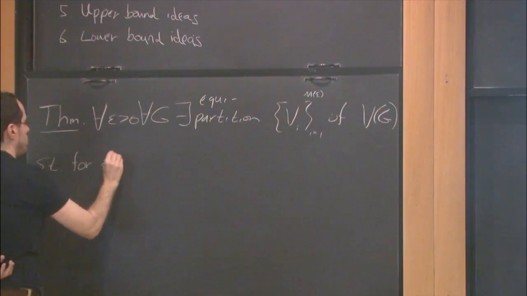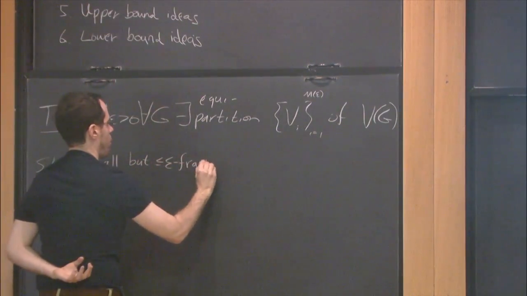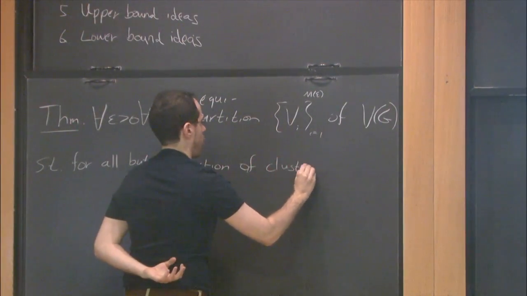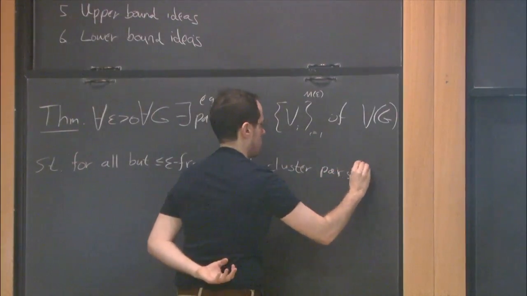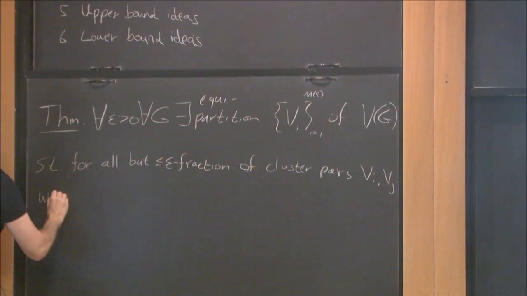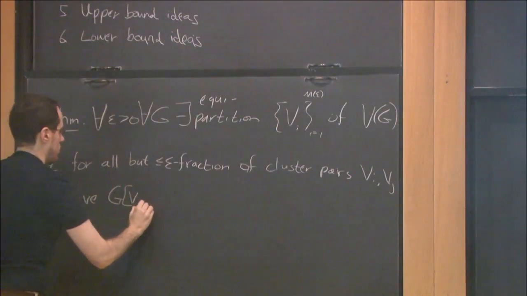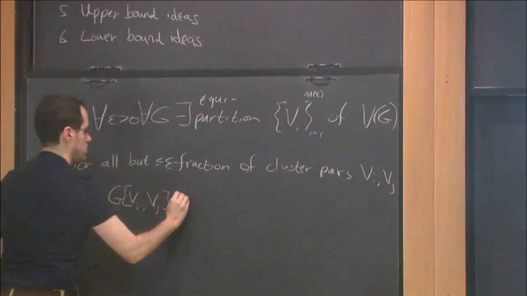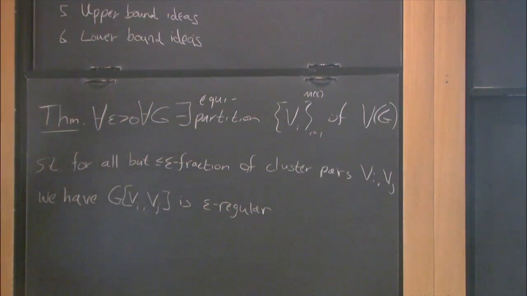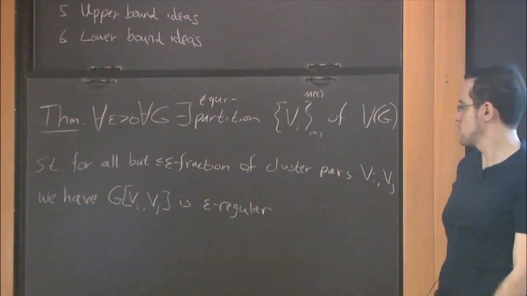for all but at most epsilon fraction of cluster pairs V_i, V_j, we have that the induced bipartite graph between V_i and V_j is epsilon regular. That's it. Every graph is a small model, or a small compressed graph.